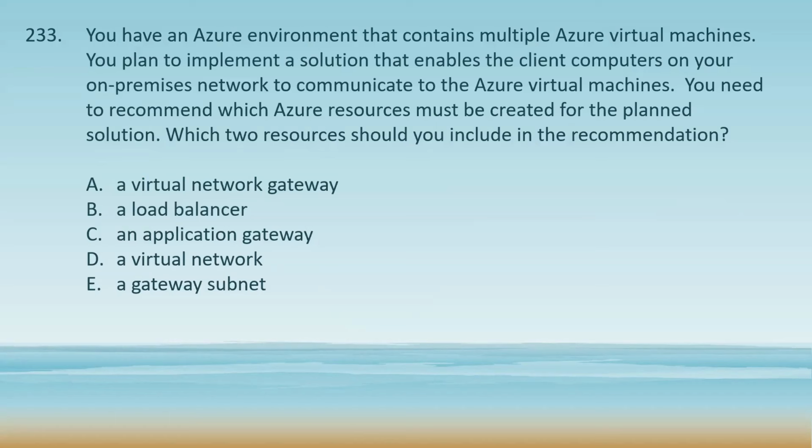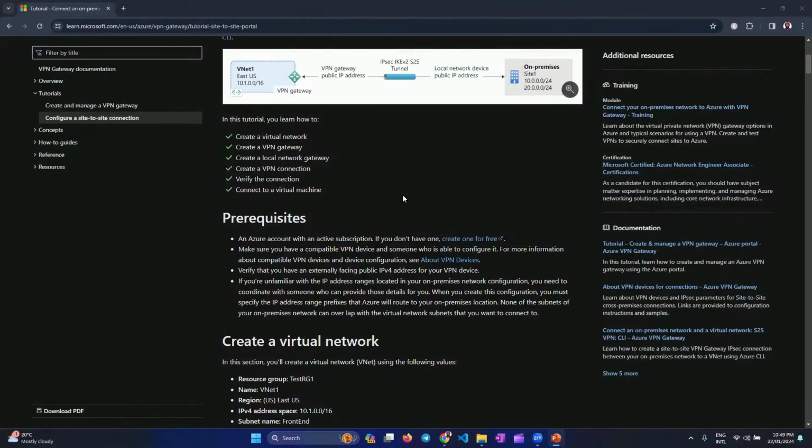So in summary, you need to connect computers in on-premise network to Azure virtual machines. It's more like setting up a site-to-site VPN connection. Since the Azure virtual machine already exists, I'm assuming the virtual network also exists, which leaves us with two components that are needed while setting up a site-to-site VPN, which is option A, a virtual network gateway, and option E, a gateway subnet. So let's scroll through these steps which are going to be followed when you are going to create a site-to-site VPN.